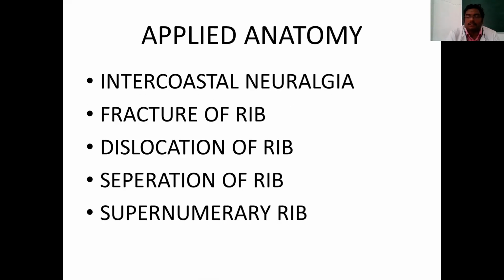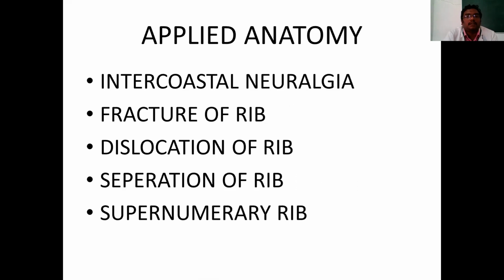Okay, so coming towards the applied anatomy. What are the important applied anatomy points? Intercostal neuralgia is nothing but inflammation in the segmental innervation. Segmental, that is your dermatome, when it gets inflamed, then you will have the intercostal neuralgia.